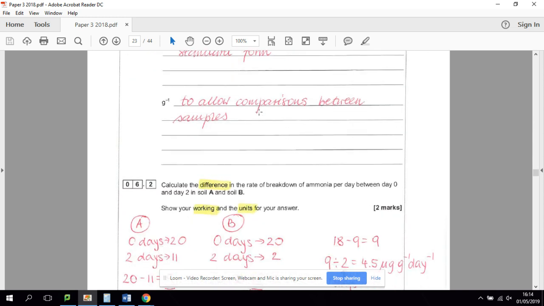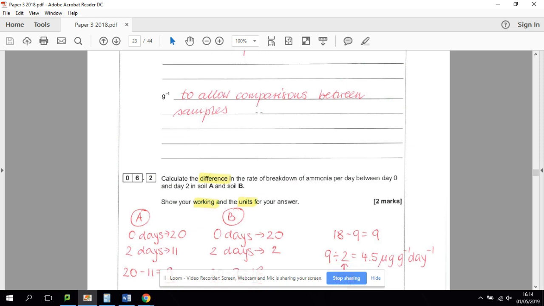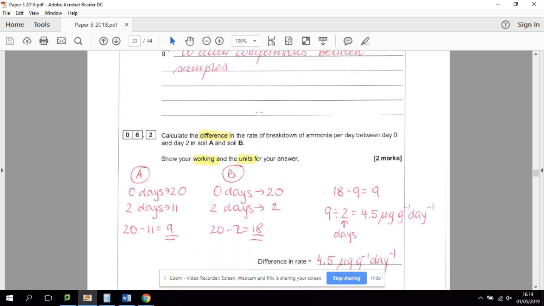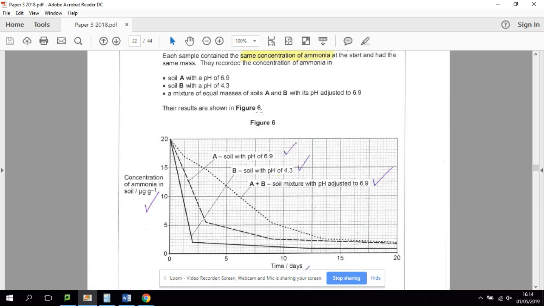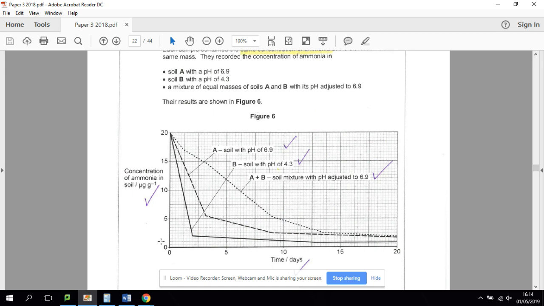And then we need to calculate the difference in breakdown between days 0 and 2 in soil A and soil B. So you're reading off the graph, okay, what's the difference? Coming back to the graph, starting between days 0 and 2, draw the line and then read off.